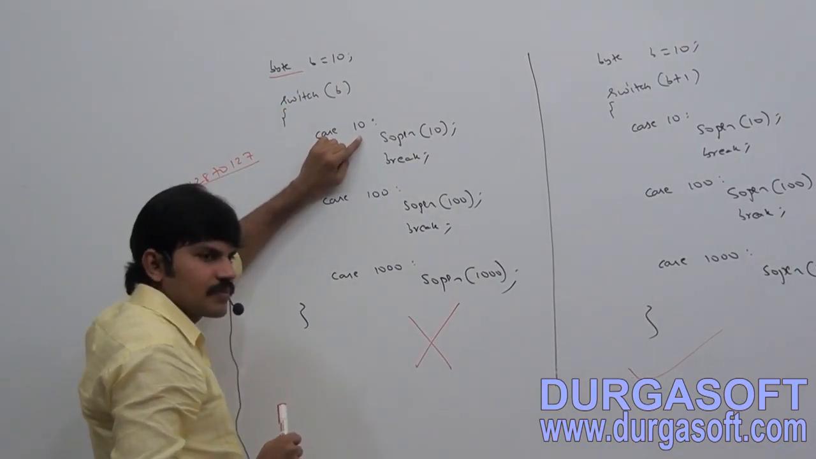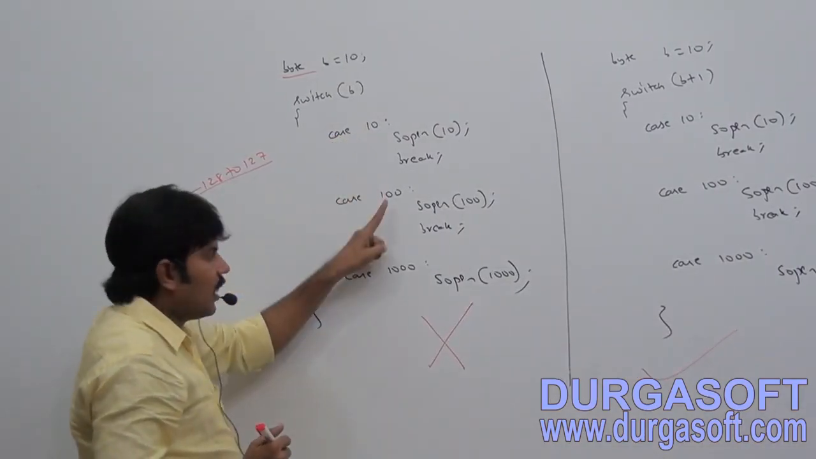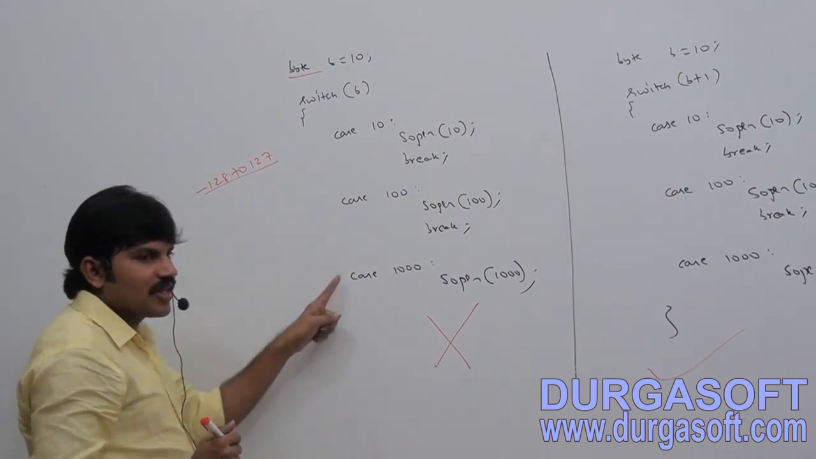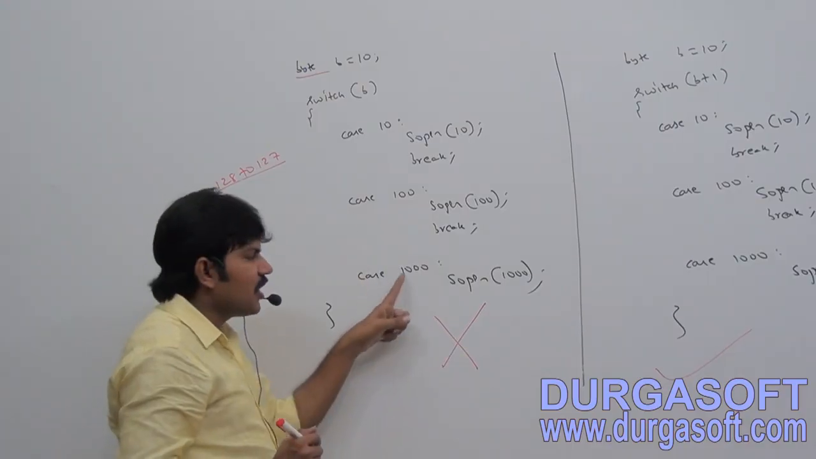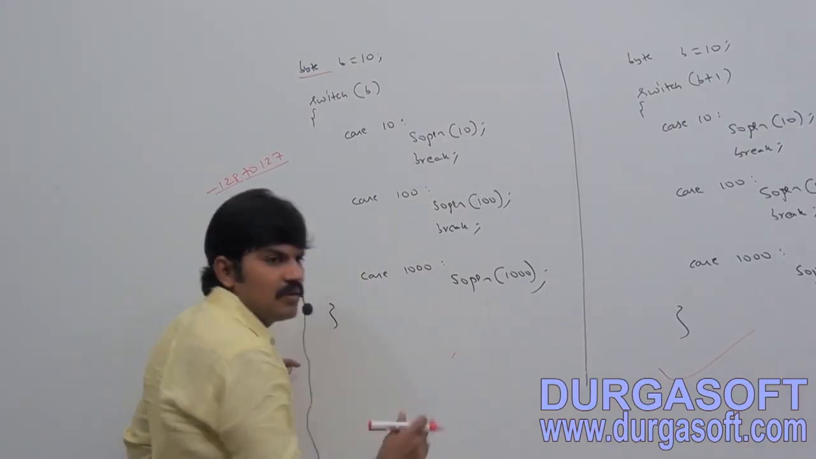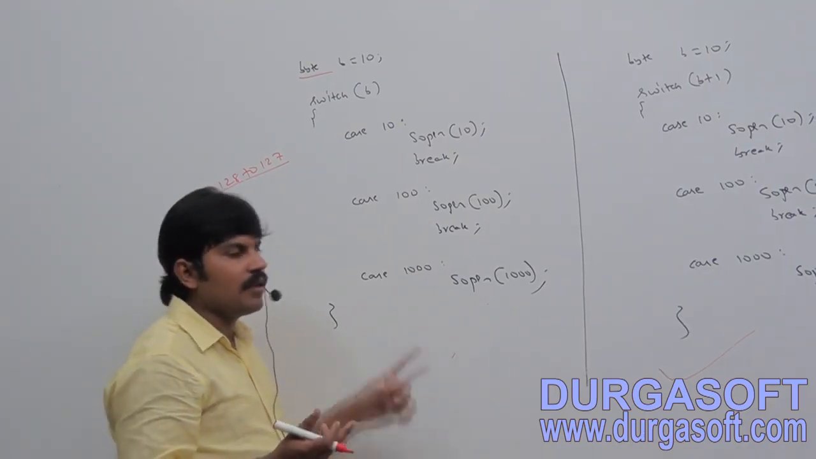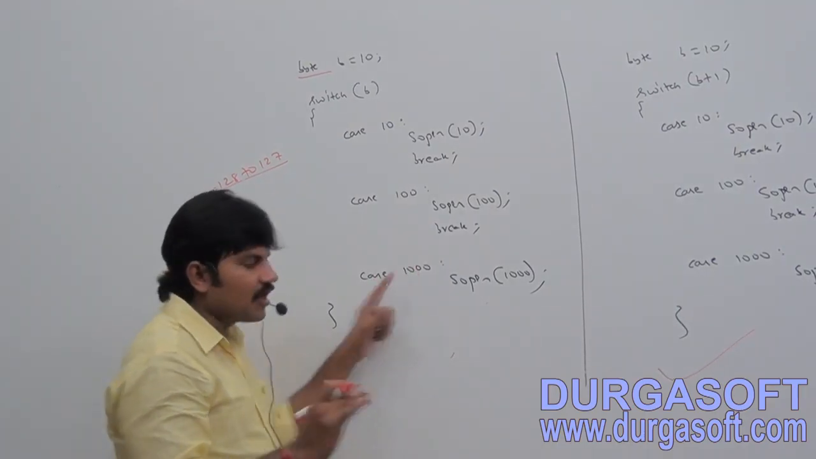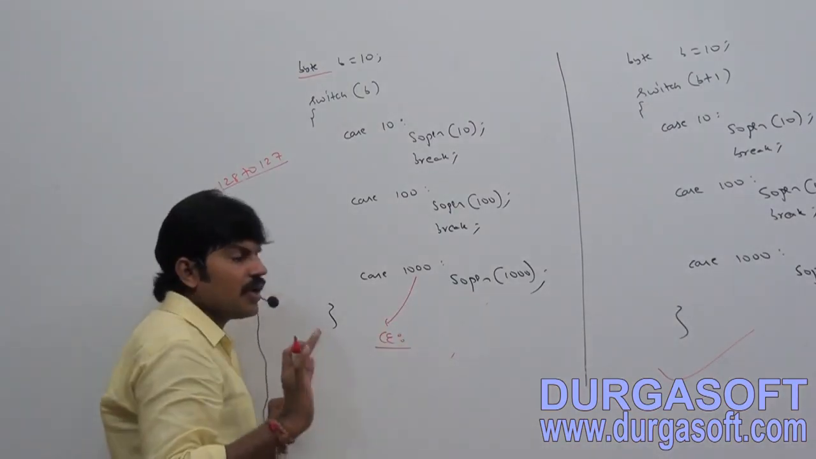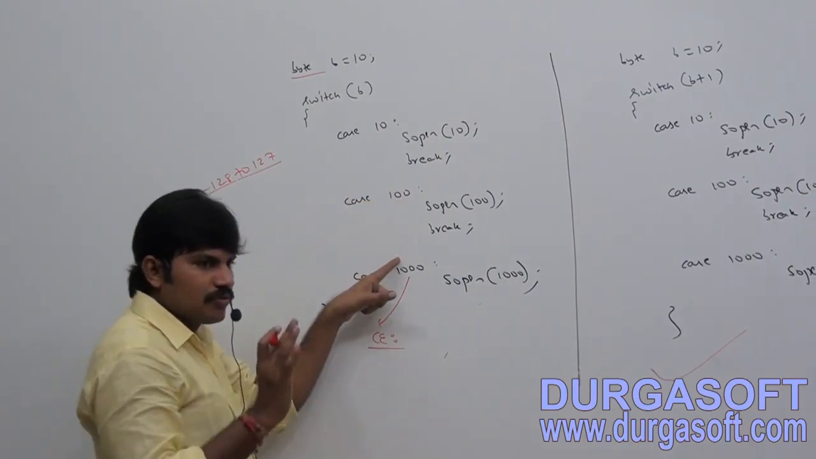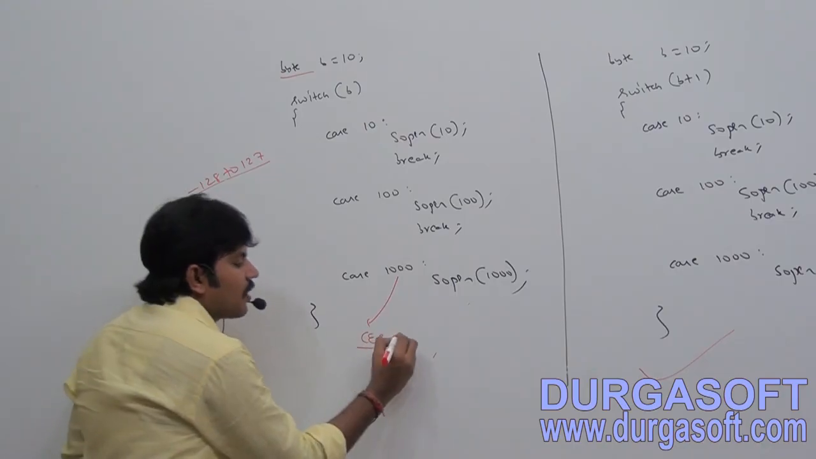Case 10, okay, possible. Case 100, possible. But case 1000, if it is the byte type, is there any chance to have case 1000? Never, sir. Case 1000 can never be possible. Then why are we writing it? We are going to get a compile time error here. Every case label should be within the range of the switch argument type. Do you know what compile time error is?